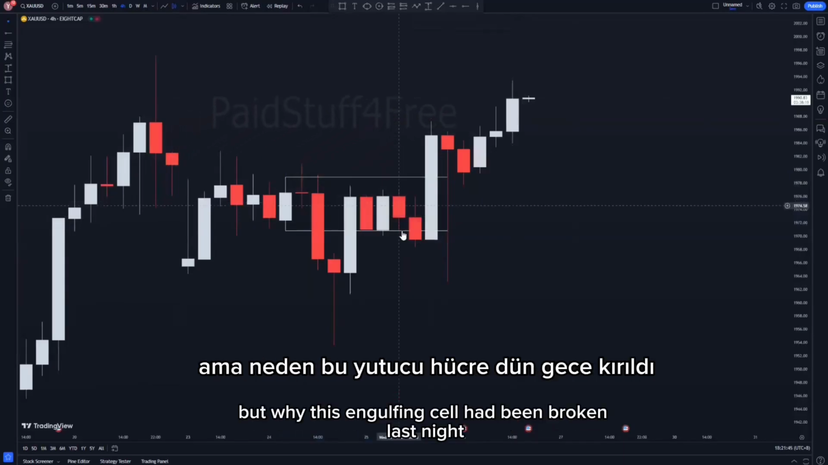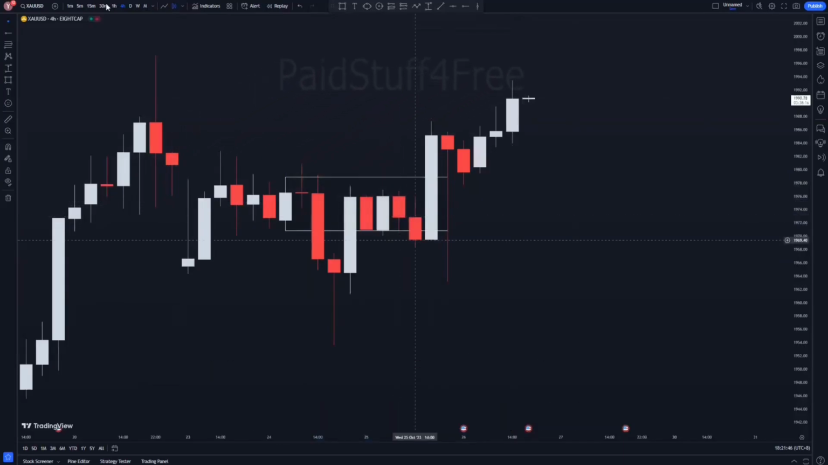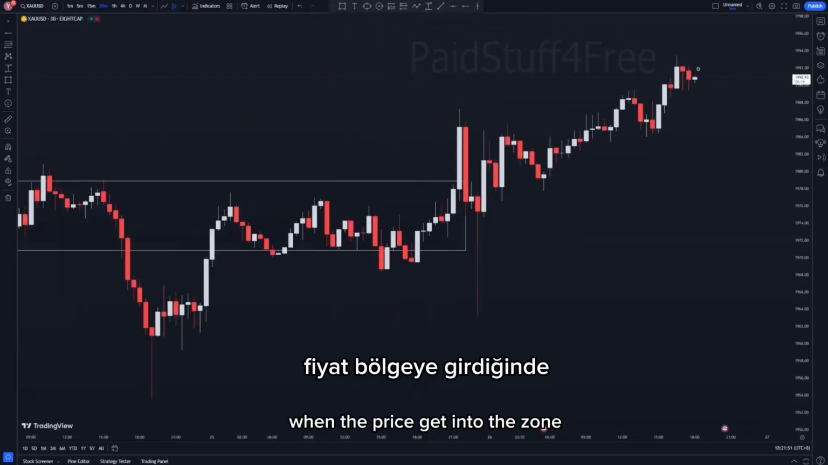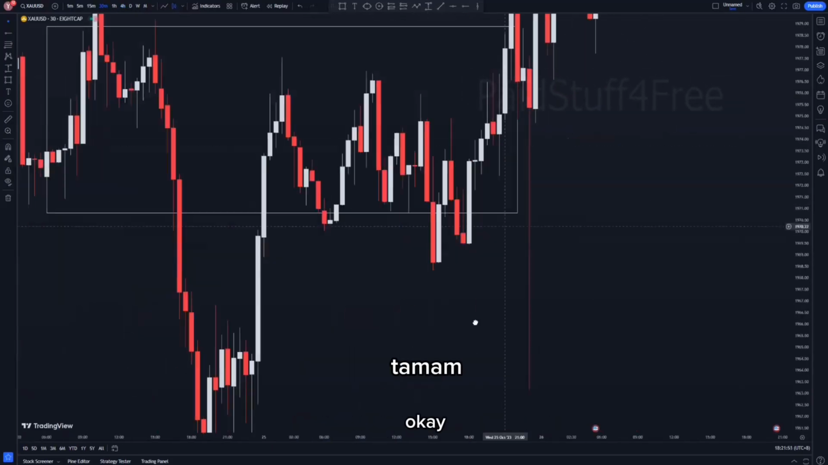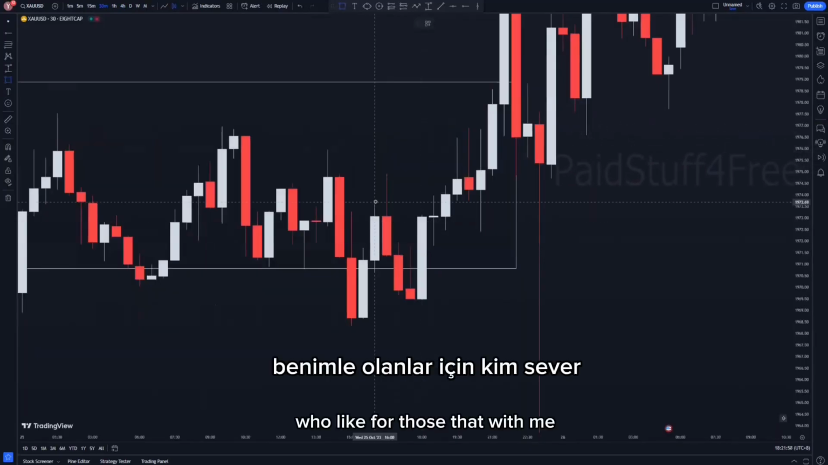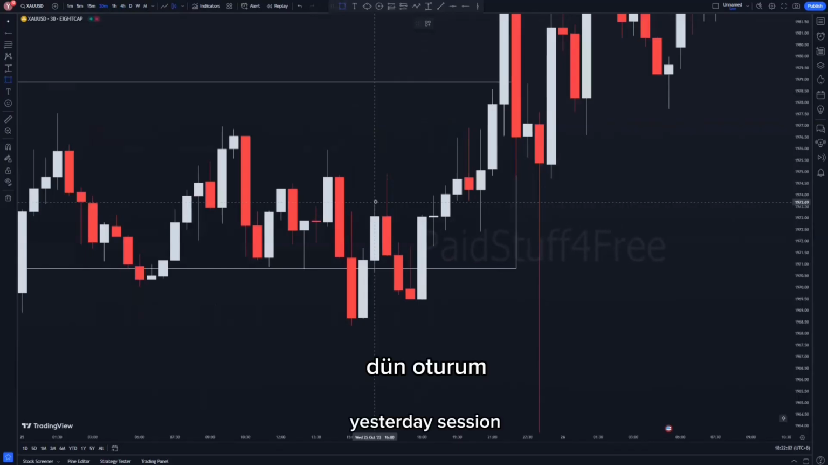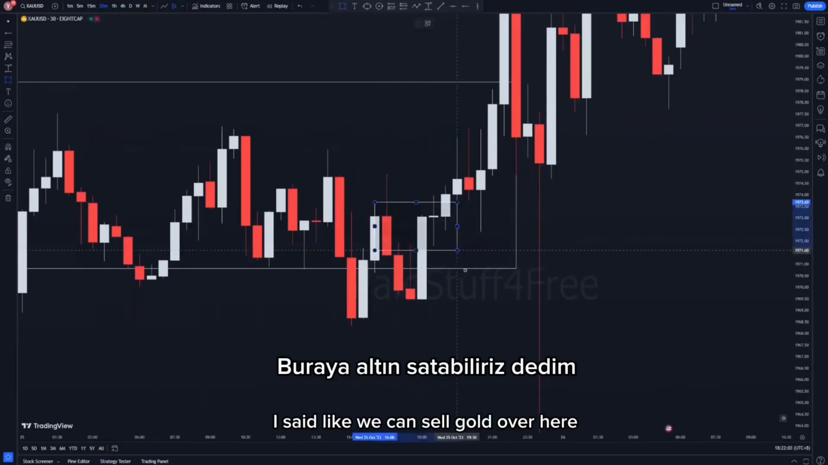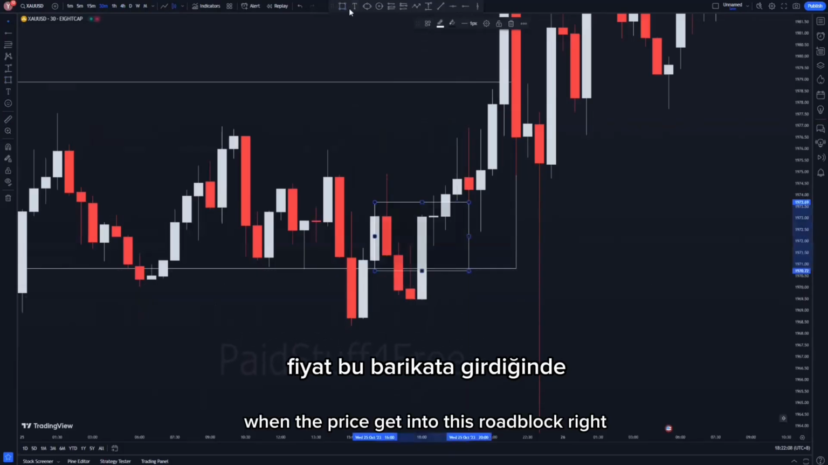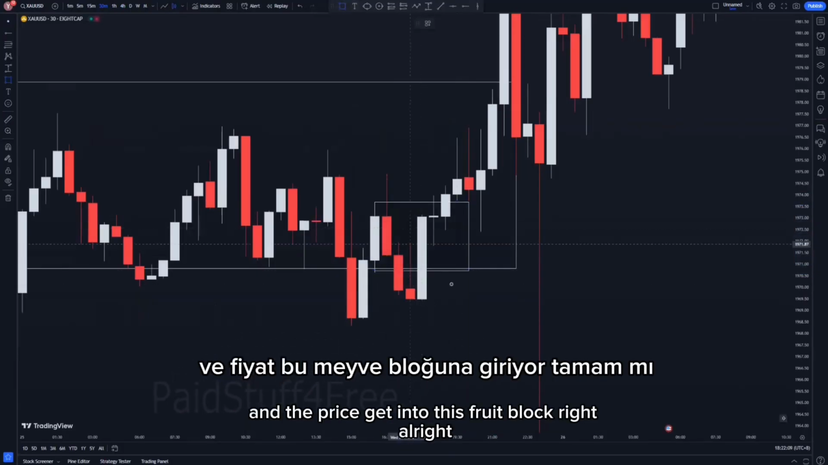Okay, so first thing first, we have this engulfing sell at first. But why had this engulfing sell been broken last night? Because, look at the current market price when the price gets into the zone. For those that were with me in yesterday's session, I said we can sell gold over here, but we need to be careful when the price gets into this roadblock.